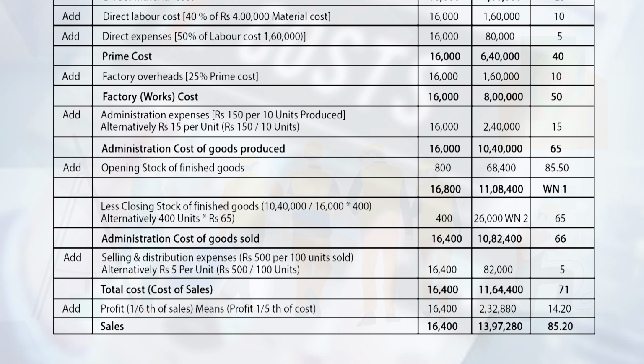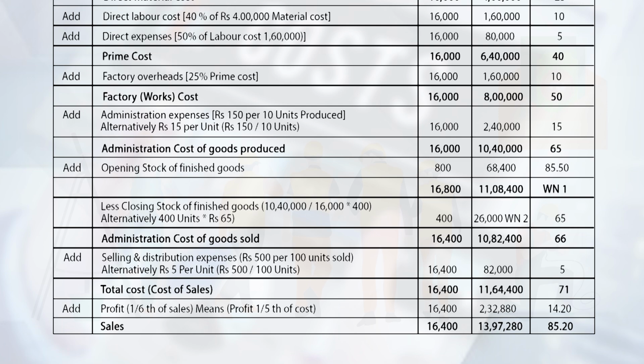In that, add selling and distribution expense rupees 500 per 100 units sold, or it is rupees 5 per unit, amount is 82,000 and per unit cost is 5. That will give us total cost of sales 11,64,400 and per unit cost of sales is rupees 71.